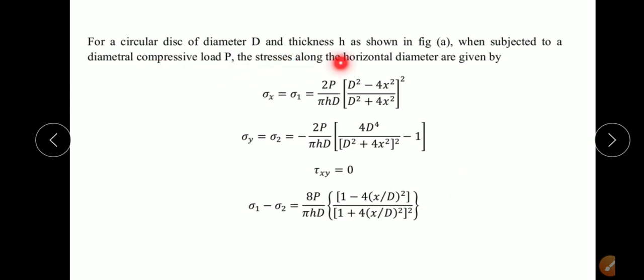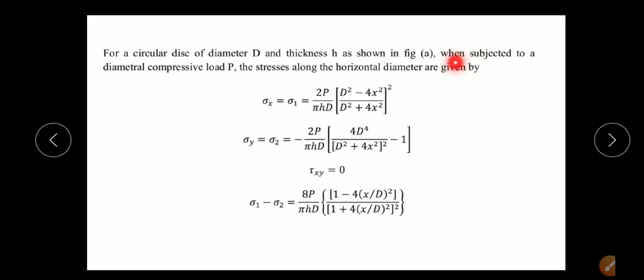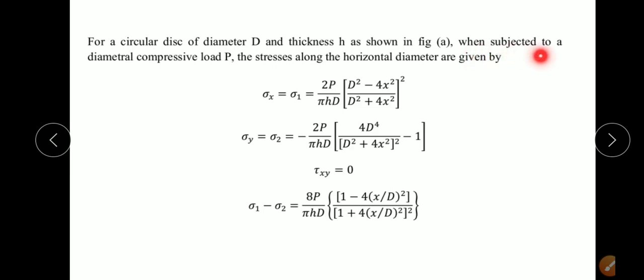Okay, similarly the circular disc of diameter D and thickness h as shown in the figure is subjected to a diametrical compressive load P, and the stress along the horizontal diameter is as given. So how are we going to take this stress? You have to see these stresses. It is obtained in the design data handbook. This equation is obtained in a design data handbook, so you have to remember this equation.